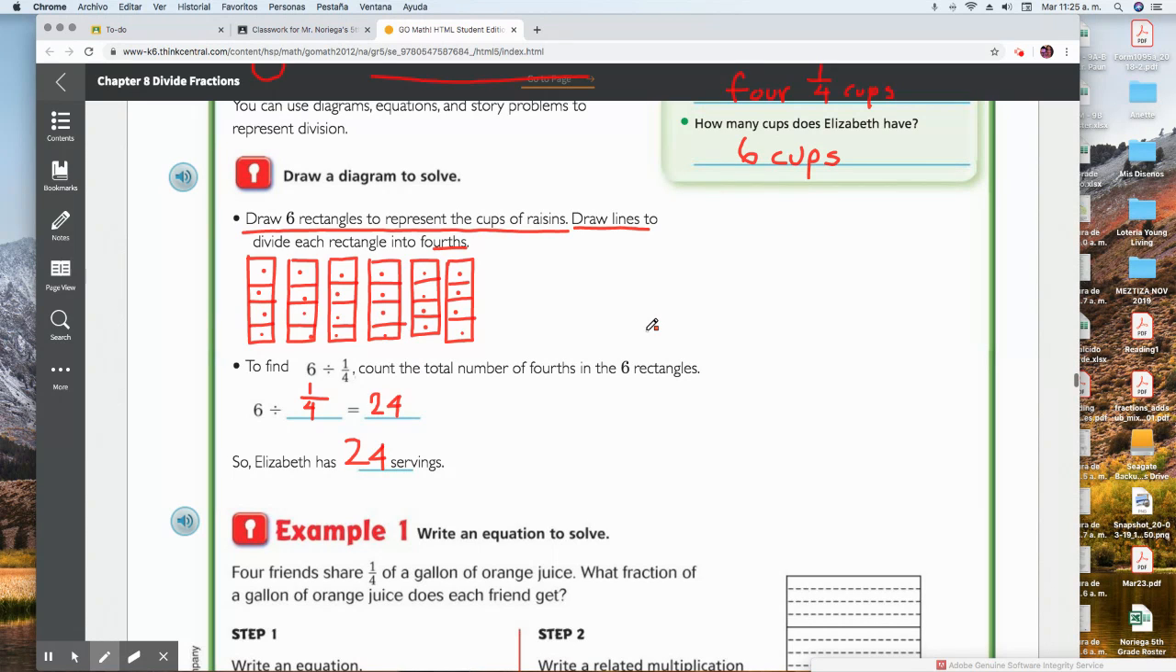Okay, so this is one way you can find the answer to a word problem by using a diagram. The dividend in this case, which is 6, will tell you how many shapes you need to draw. It could be a circle, a rectangle, or a square. The divisor, which is the second number, in this case the fraction, will tell you how to divide each shape, how many pieces each shape needs to show. All right, let's move on to the first example.